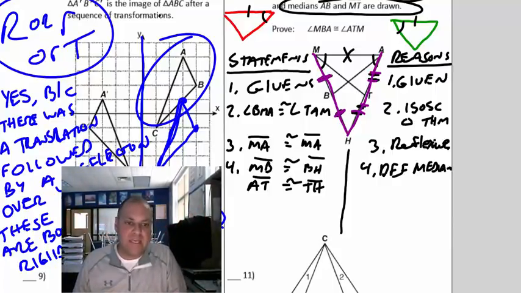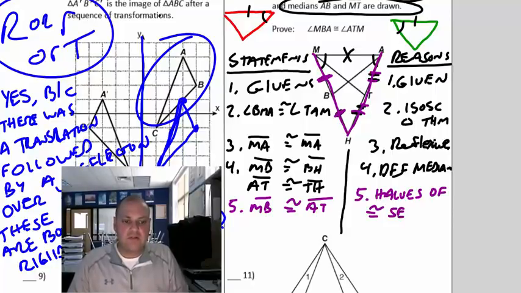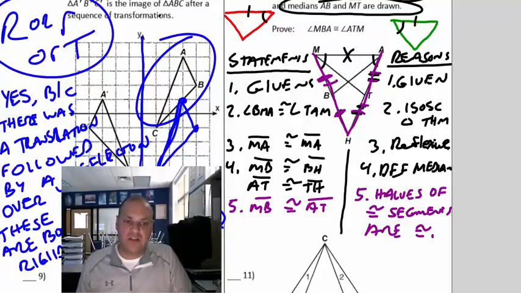We're going to say MB is congruent to AT. And the reason is, and we haven't really used this one before, so you probably didn't get this, halves of congruent segments are congruent. Halves of congruent segments are congruent, okay? They are both halves. So now all of them should get double hash marks.